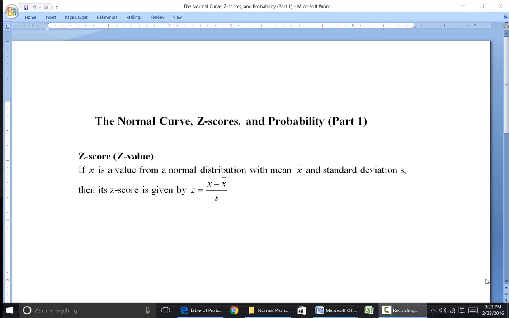So a positive z-value means you scored above the mean. A negative z-value or standard score means you scored below the mean. So obviously you want to be above the mean. The higher you are, the better the score is.